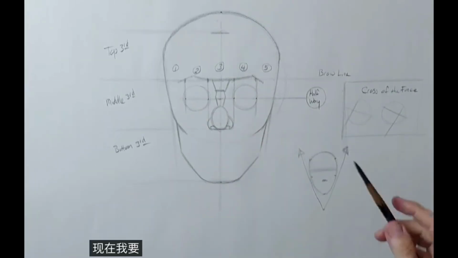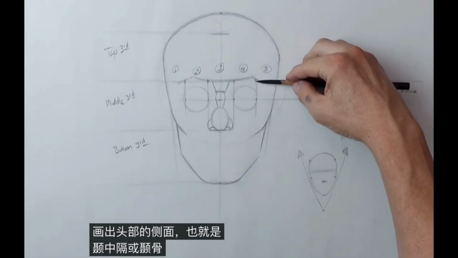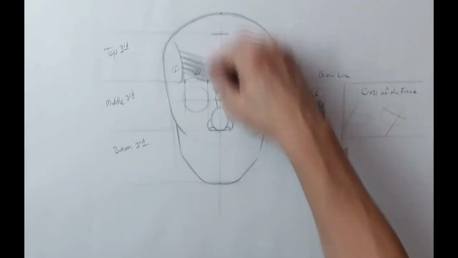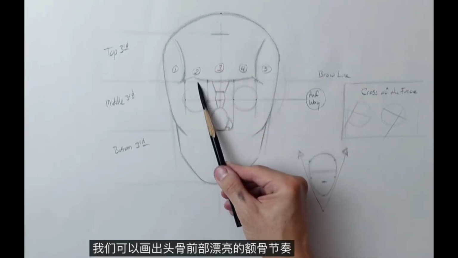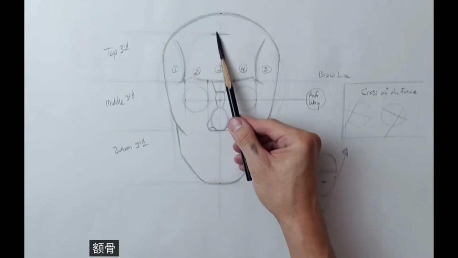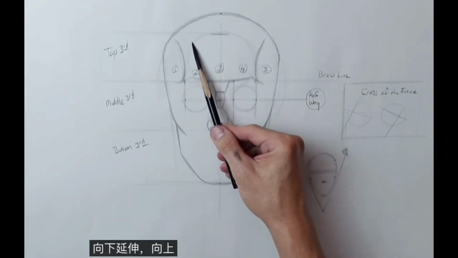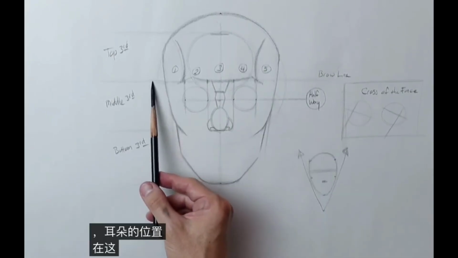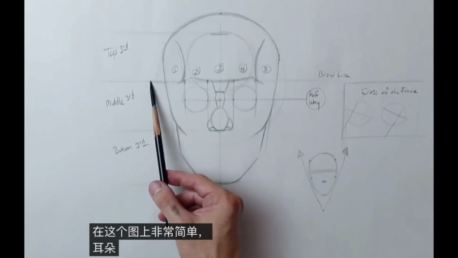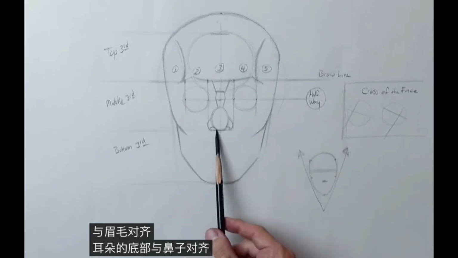Now I'll come over to, let's do the side plane of the head, that temporal septum or the temporal ridge. And we can do the nice frontal rhythm of the front of the skull, the frontal bone. Kind of runs down, wraps up and around. And placement of the ear is really simple on this diagram. The top of the ear lines up with the brow line, and the bottom of the ear lines up with the nose.